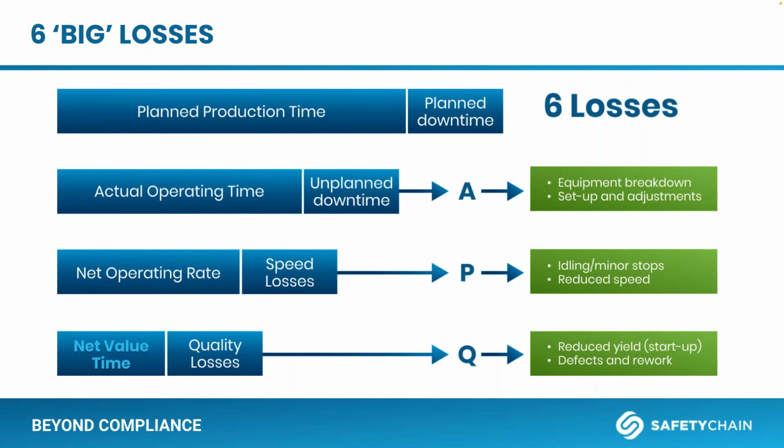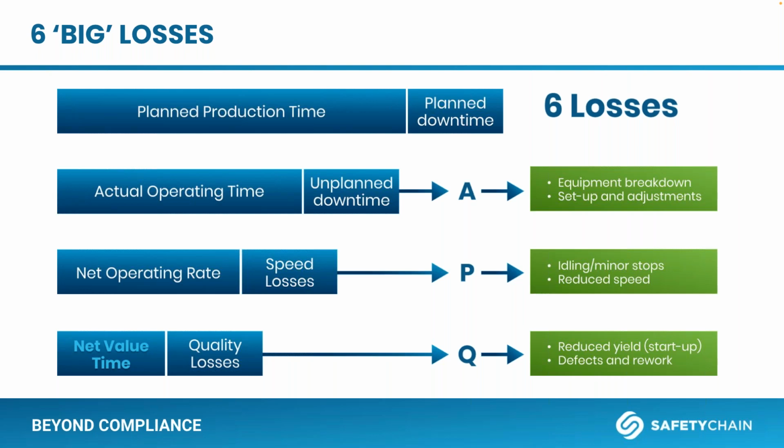When we're looking at performance, there's idling or minor stops that I mentioned, or reduced speed, where equipment is not operating, or if we're looking at a cell, the cell's not operating to planned speed. Those are performance losses or speed losses. So we have our actual operating time, less those, which becomes our net operating rate.